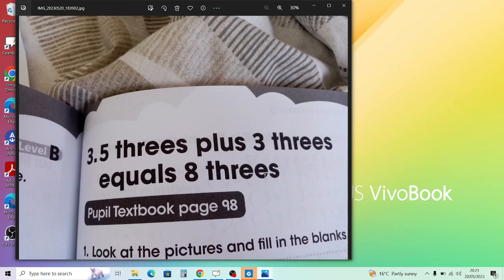The school has 47 footballs divided equally by 9. How many footballs does each class get, and how many footballs are left over? So you need to be familiar with the 9 times table. So the 9 times table, 9 times 4 is 36, and 9 times 5 is 45. So it'll be 5, and then 2 footballs are left over.